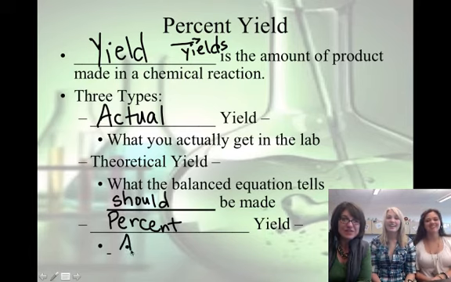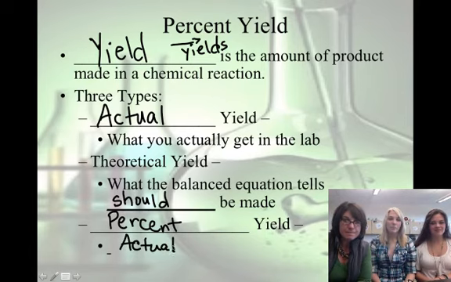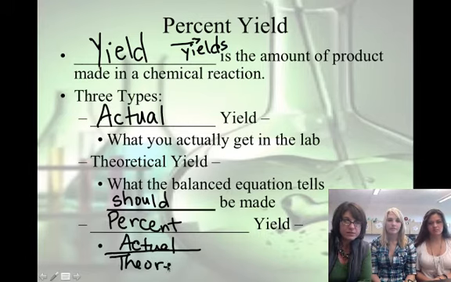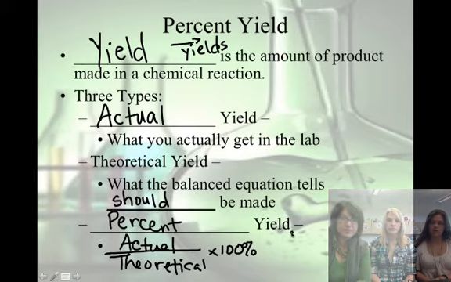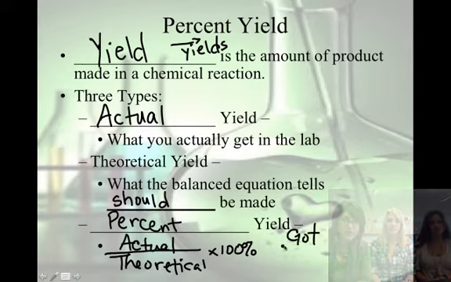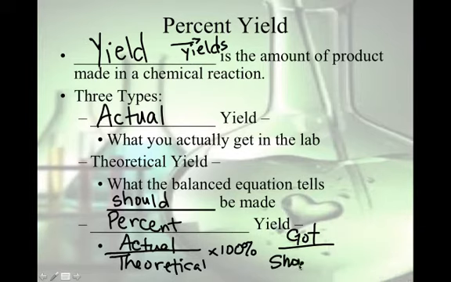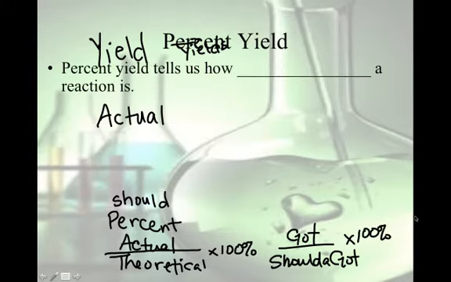So to solve this, we take the actual yield divided by the theoretical yield. And then, of course, that's a decimal, so we have to multiply it by 100 to get a percent. In my very scientific terms, you take what you got and divide by what you should have got. And then you still have a decimal, so change it to a percent, and life is good. You think you can do that? Yeah, I can. All right, I know you can.